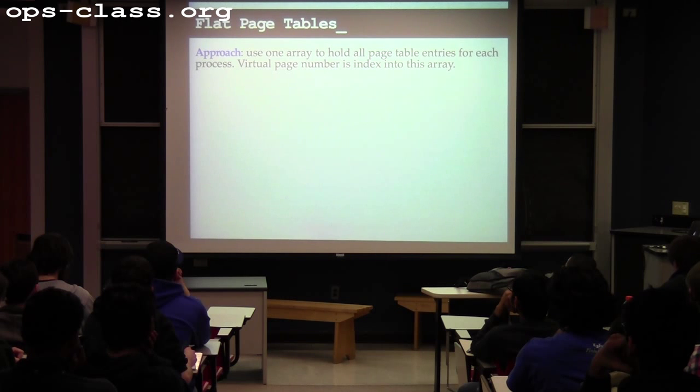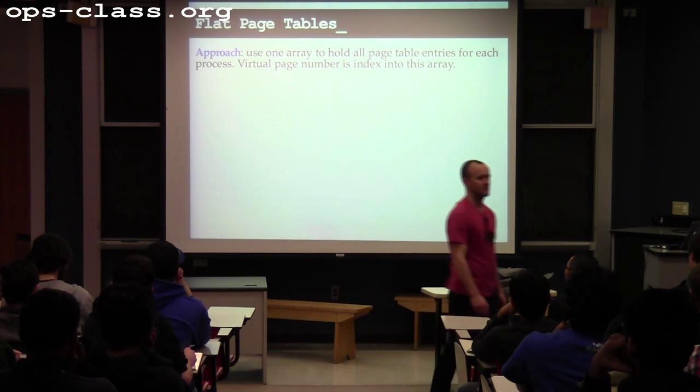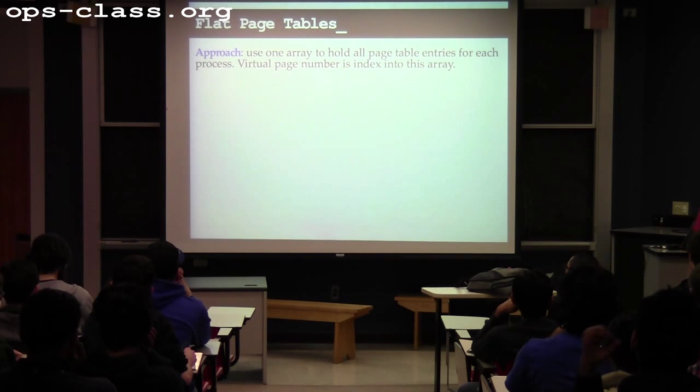All right, so let's do the fastest approach, right? So here's the easiest thing to do. I use just one huge array. That array holds all the page table entries. I don't even really need to have pointers. I just have an array of page table entries, right? The virtual page number is the index into this array, right? So what's good about this? Simple. How fast is this?